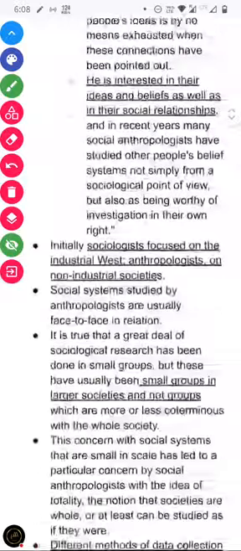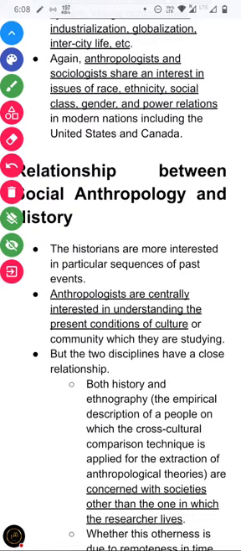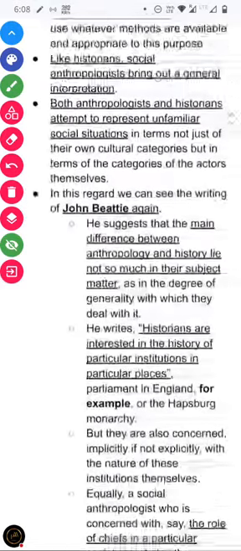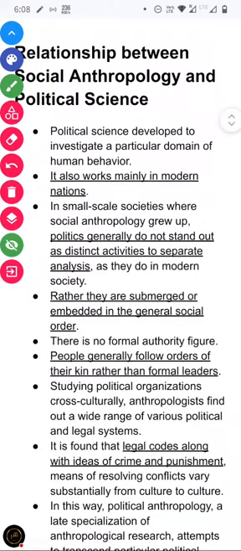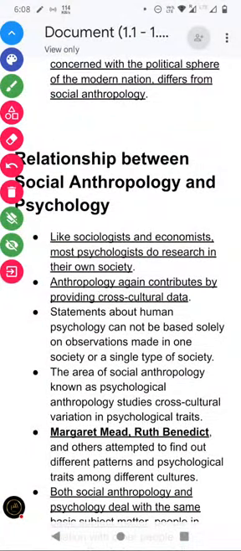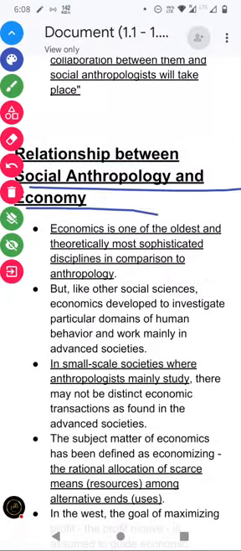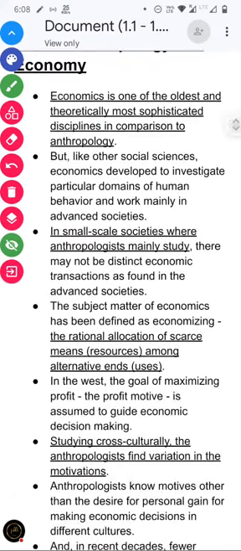This is the branches of anthropology. Relationship between social anthropology and history: these are the similarities and differences between these two terms. And the relationship between social anthropology and political science. And here you can see social anthropology and psychology. A relationship between social anthropology and economy, that you can find in the syllabus.